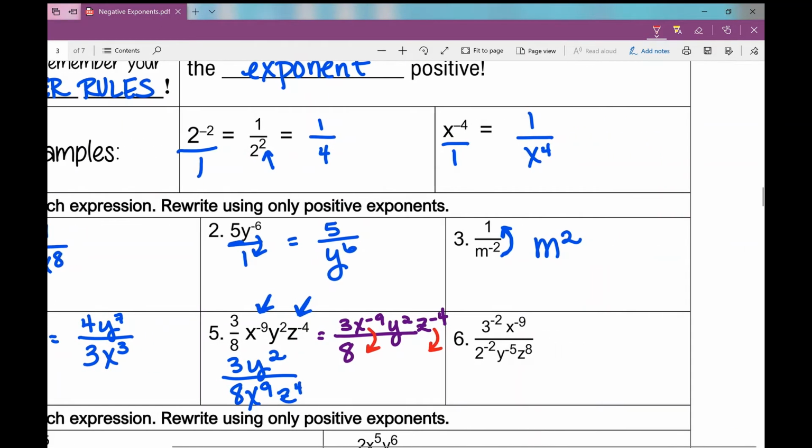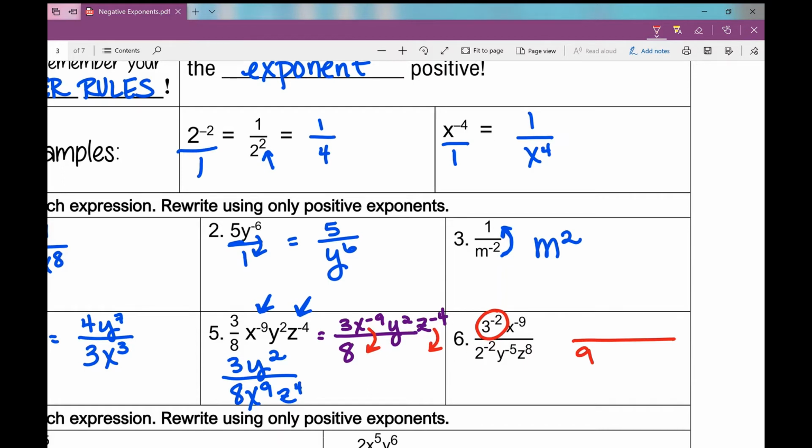Okay, let's look at number 6. Goodness gracious. Now I have a number with a negative exponent, a variable with a negative exponent, a number down here with a negative exponent. So what happens? Well, I know that 3 to the power of negative 2 is not 9, it's, flip it, 1 over 9. So what I can do is take this, 3 squared is 9, but since it's 3 to the power of negative 2, I'm going to put it in my denominator and make it 9.